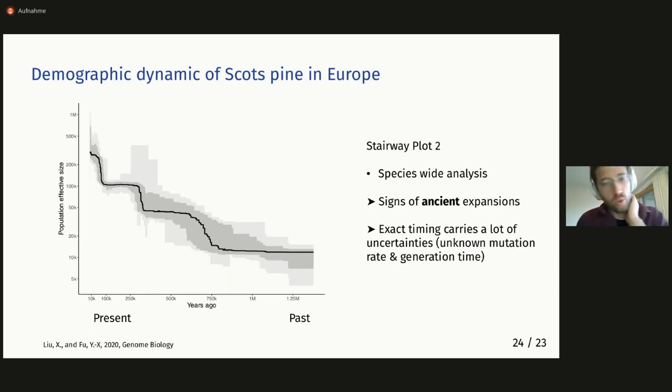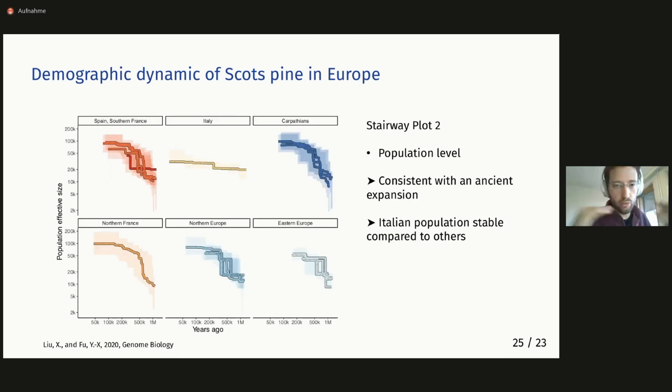And so finally, we also did an analysis of the demography of the species. Very quickly, on the y-axis you have the effective population size, on the x-axis the time from present to past. And what you see are the changes in effective population size through time. This analysis done at the level of the species shows that there has been continuous expansion of the species in Europe, but these are ancient demographic events. If you look at the level of the population, you really see the same trends, ancient expansion, perhaps except Italy, which is the most stable population that we have in our data.